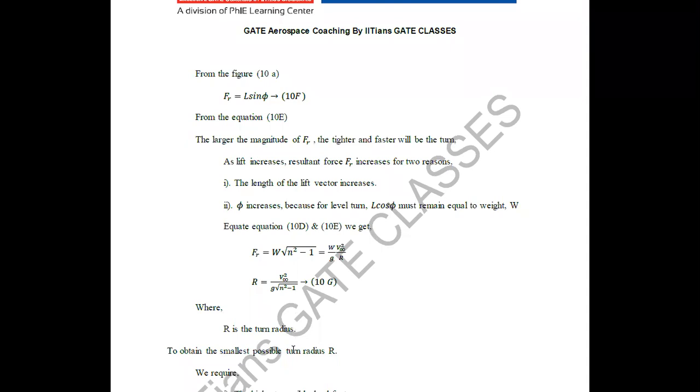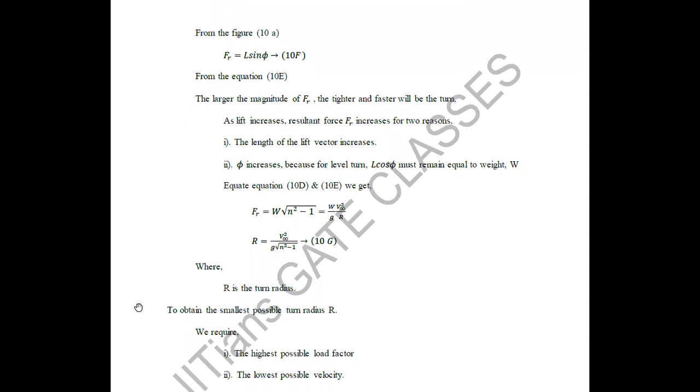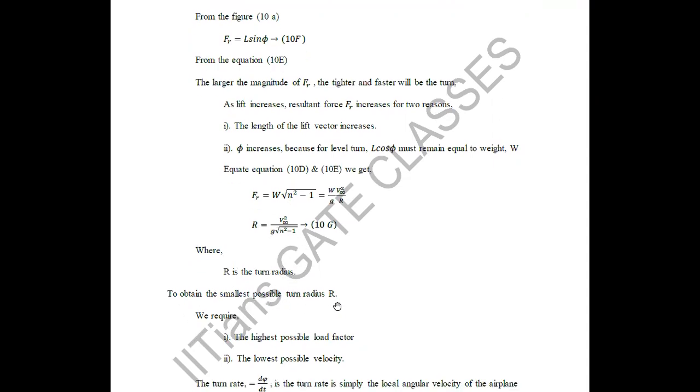This is the turn radius. To obtain the smallest possible turn radius, that is, for r to be small, velocity should be minimum and load factor should be maximum. That is, to obtain the smallest possible turn radius, we require the highest possible load factor and the lowest possible velocity.